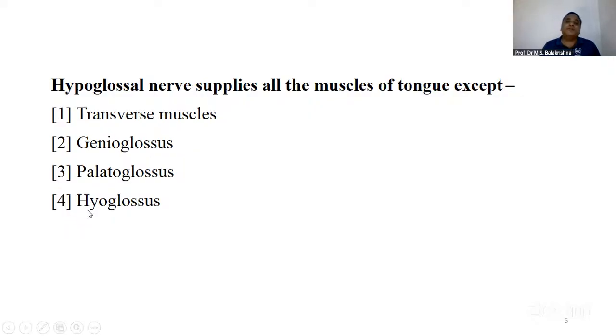So if you look at the options, the first one is an intrinsic muscle. Second, third, fourth options are extrinsic muscles. So this is just given to confuse you. So here, hypoglossal nerve, that is the 12th cranial nerve, it supplies all the muscles, 8 muscles, but except one, and that is palatoglossus. So the answer is except palatoglossus. All superior longitudinal, inferior longitudinal, transverse, verticalis, genioglossus, hyoglossus, and styloglossus are supplied by hypoglossal nerve.